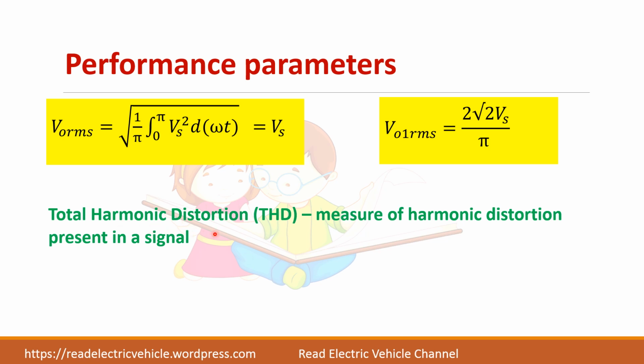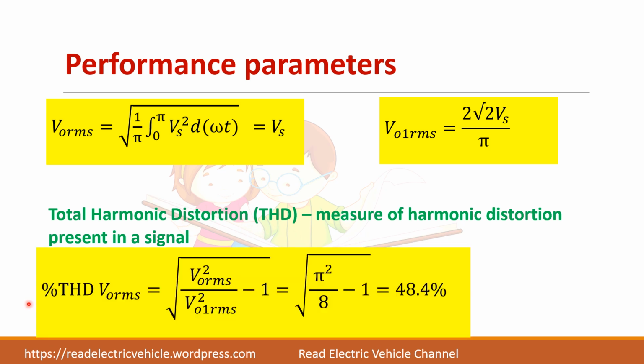So we have to find the total harmonic distortion in our output waveform. So percentage THD is equal to the square root of, total voltage RMS square divided by fundamental component RMS square, minus 1, that is equal to 48.4 percent. So this is a very high value. So normally we cannot give this type of square wave for high power applications.